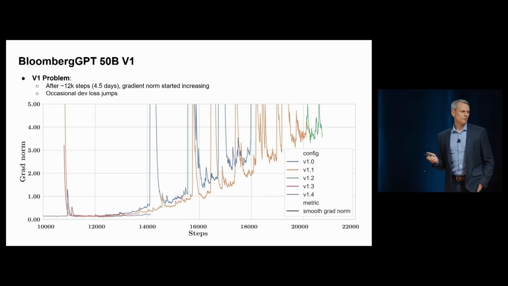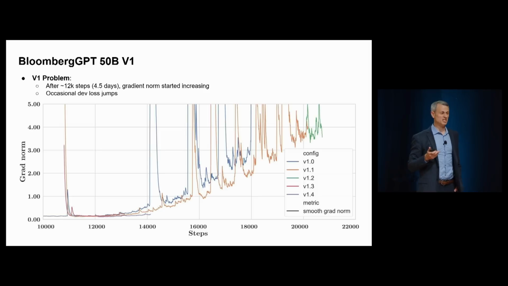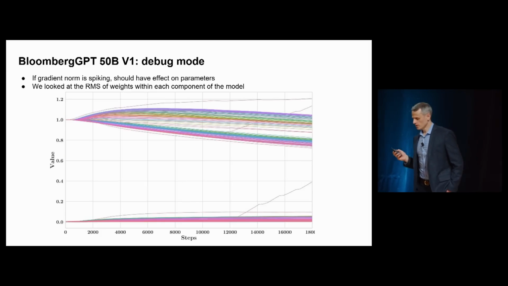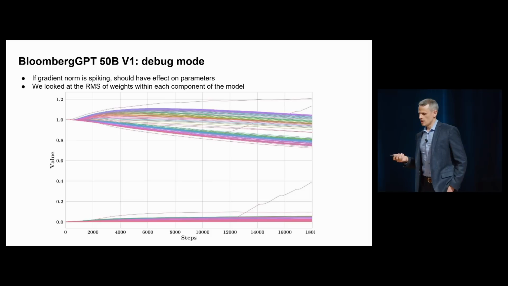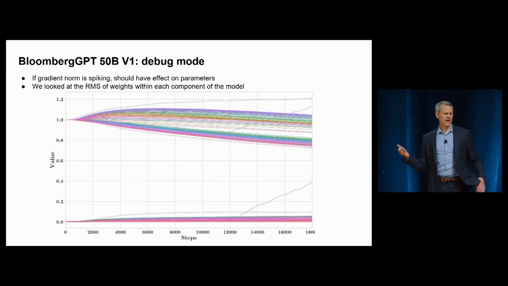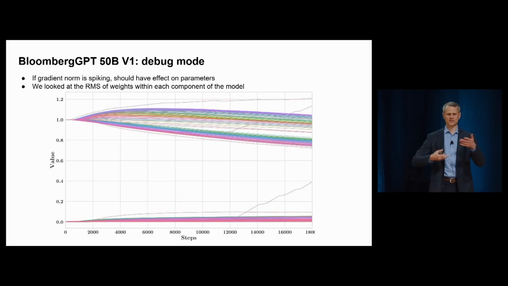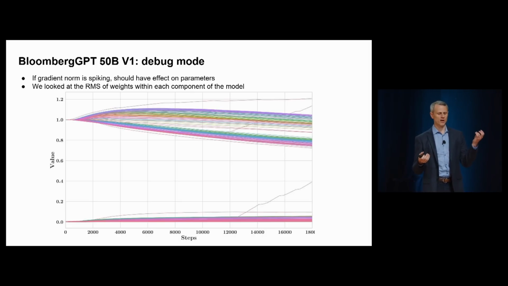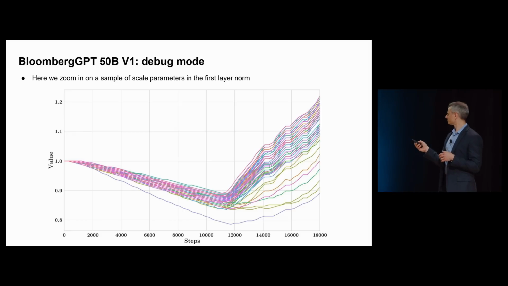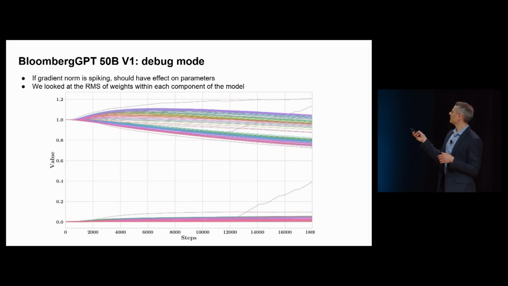At this point, we went into deep debug mode, and we found a lot of things. I'm going to highlight one. This gradient norm spiking, we thought, should have some repercussions in the parameter values themselves. So we looked at our model. There are 70 layers, and each layer has several components. We looked at the size of the parameters in each component and graphed them over time. A couple of lines stand out. There's this line that makes a left turn around time 12,500, and this line also, in parallel, makes a left turn going up.